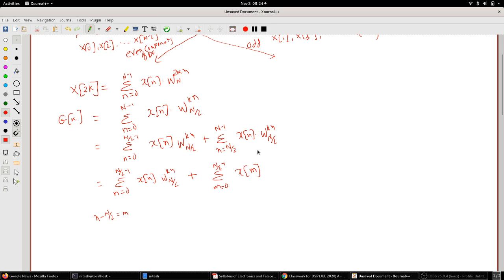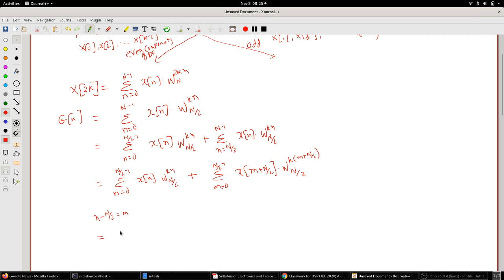Okay, x of m, m plus n by 2, right? This instead of n it will be m plus n by 2 into wk. This is m plus n by 2 upon n by 2. This is how you will get it.